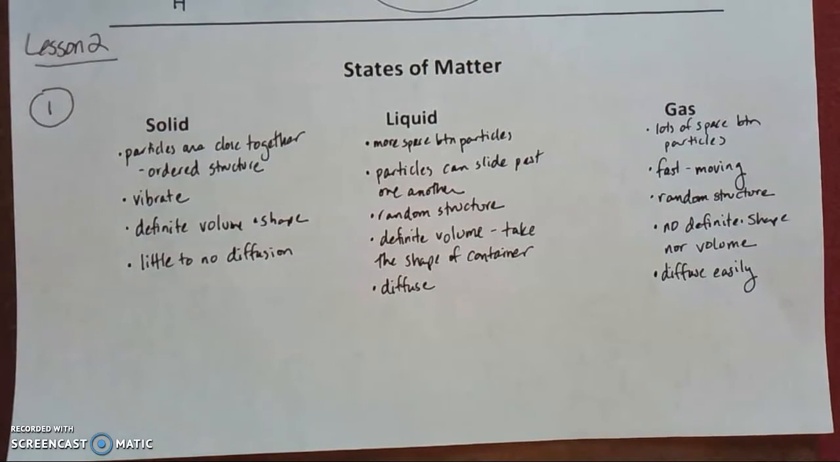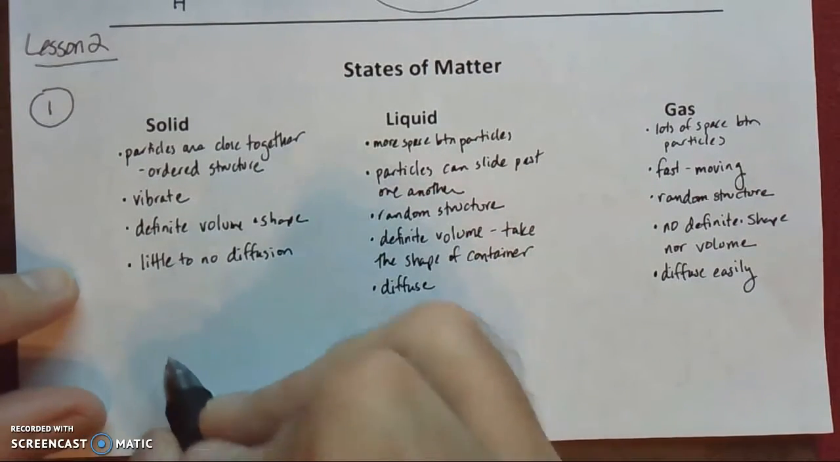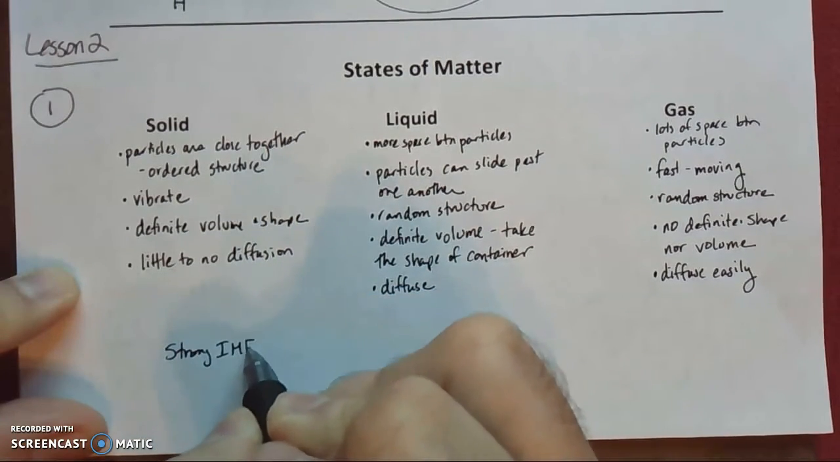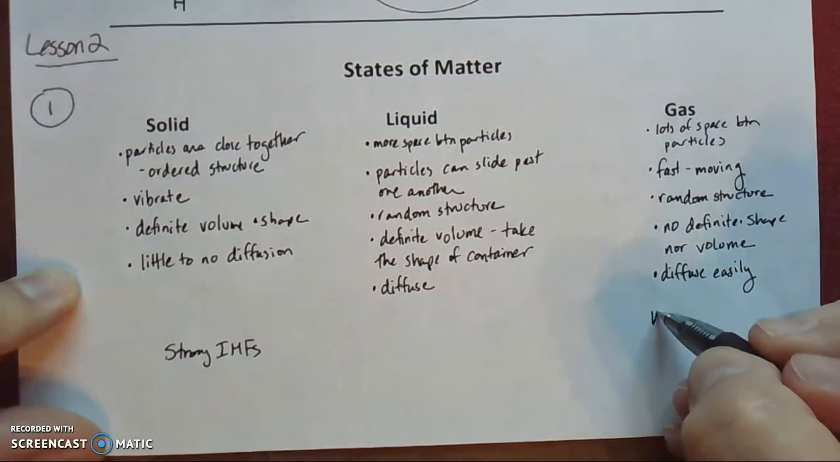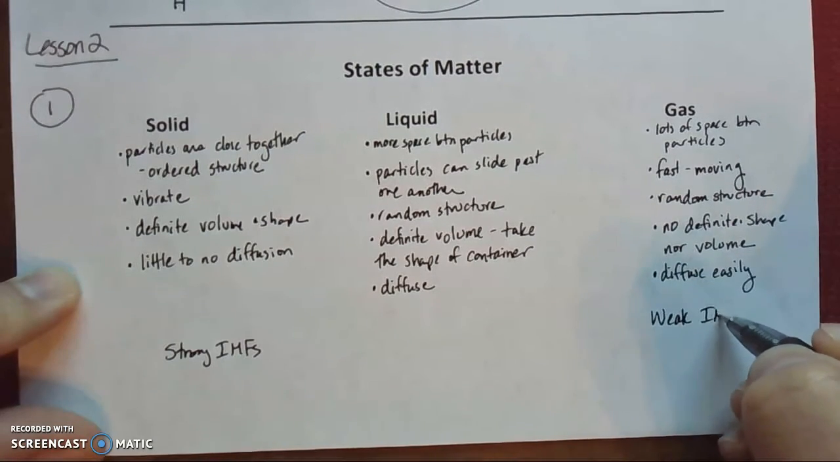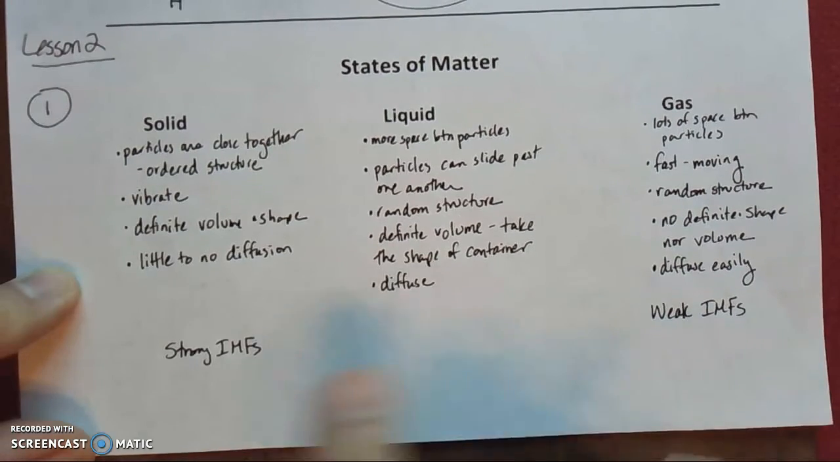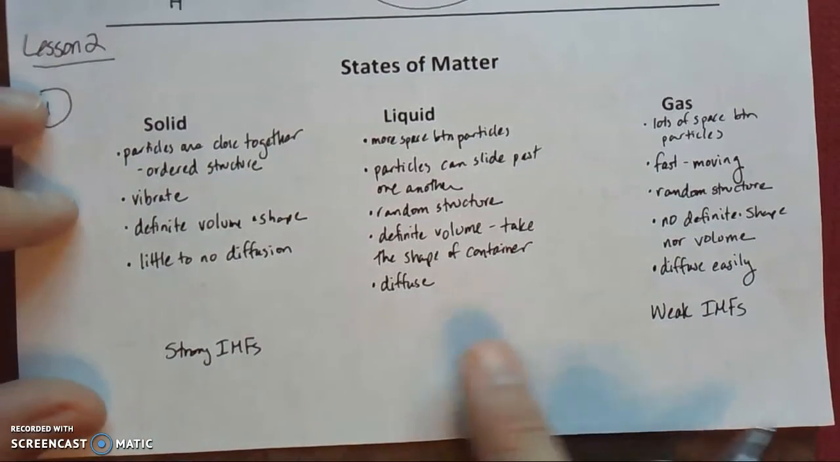The last thing that we'll talk about here is the intermolecular force strength. We said that it has a lot to do with how close the particles are to one another, because if particles are close to one another, intermolecular forces can catch hold of something and hold it together. Solids usually have strong IMFs that hold them together, and gases have weak IMFs. Liquids are in between. So the strength increases from gases, to liquids in between, to solids.